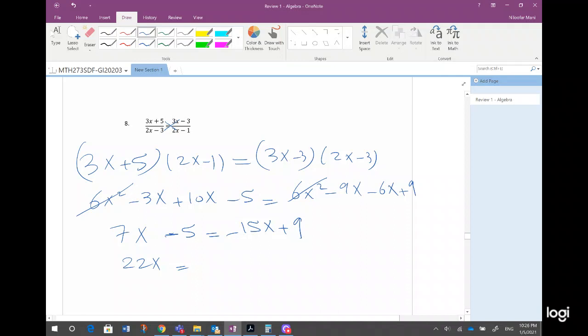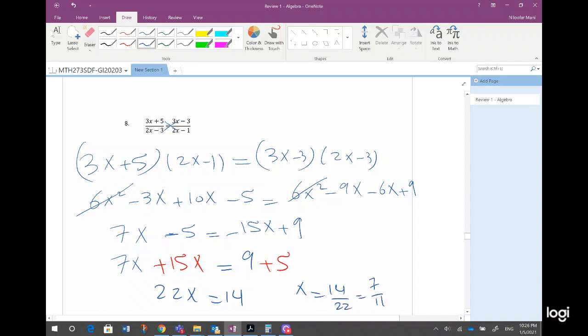Maybe I show you step by step. 7x plus 15x equals 9 plus 5, which is 22x equals 14. And x is 14 divided by 22, which is 7 over 11. That's the answer.